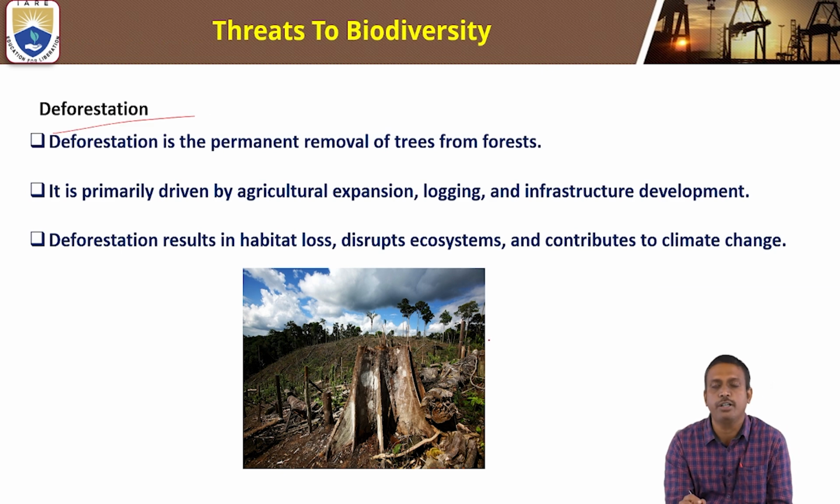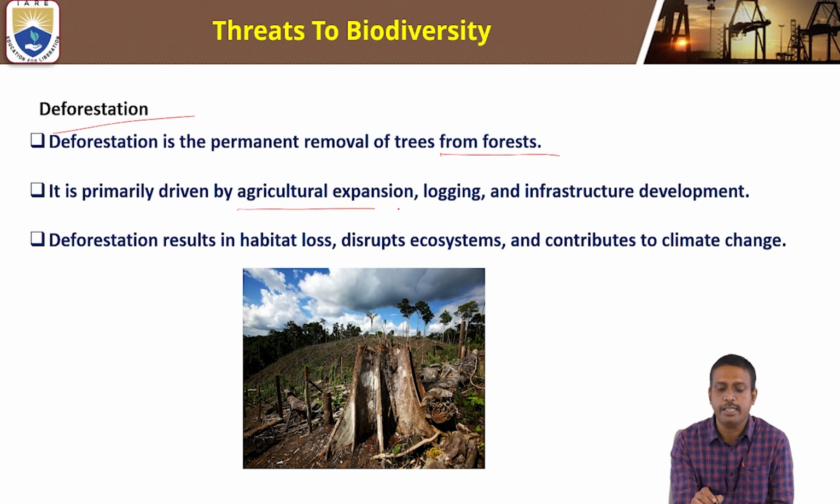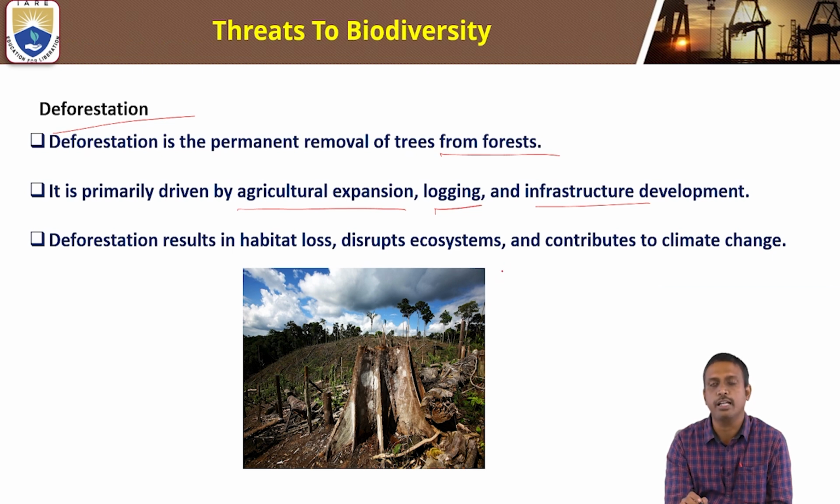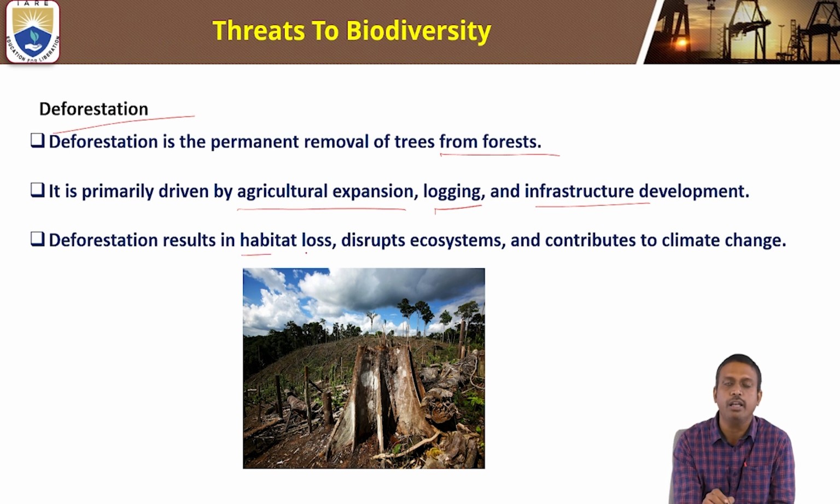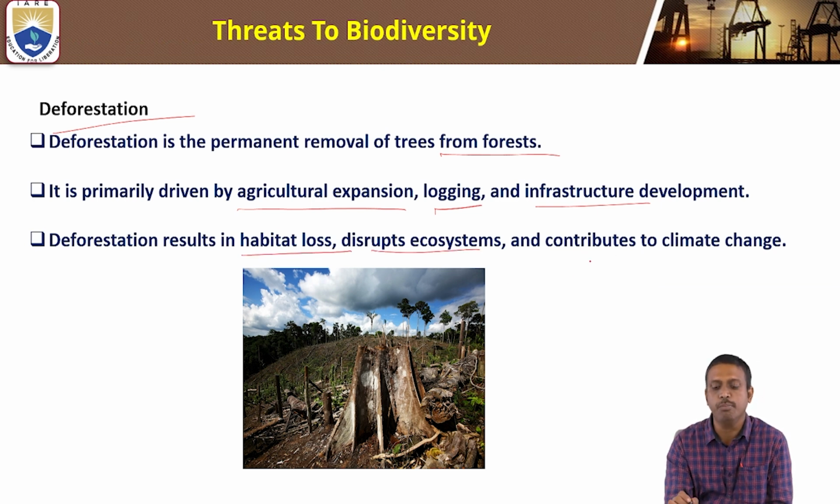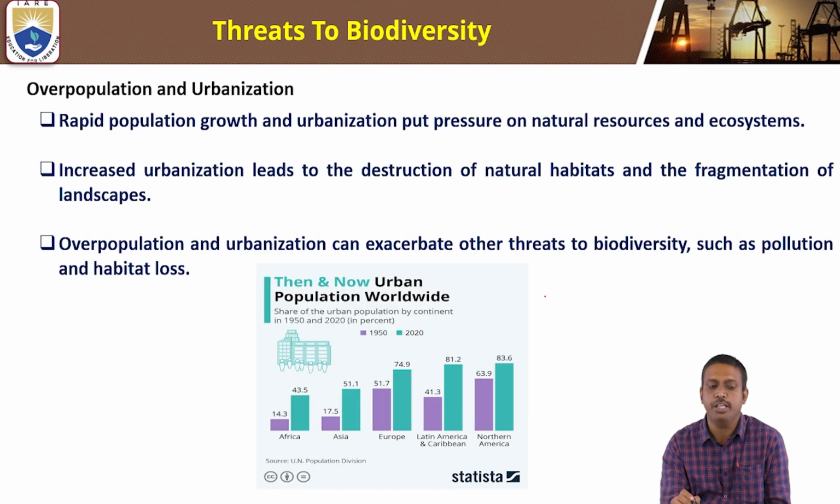Deforestation is also one of the threats to biodiversity. Deforestation occurs when the permanent removal of trees from the forest takes place, primarily driven by agriculture expansion, logging, and infrastructure development. Deforestation results in habitat loss, disrupts ecosystems, and contributes to climate change.